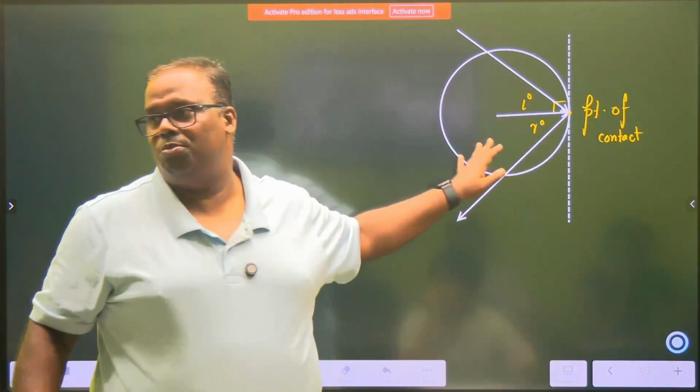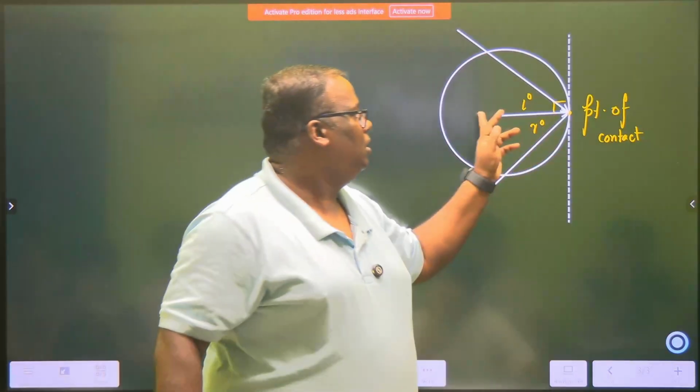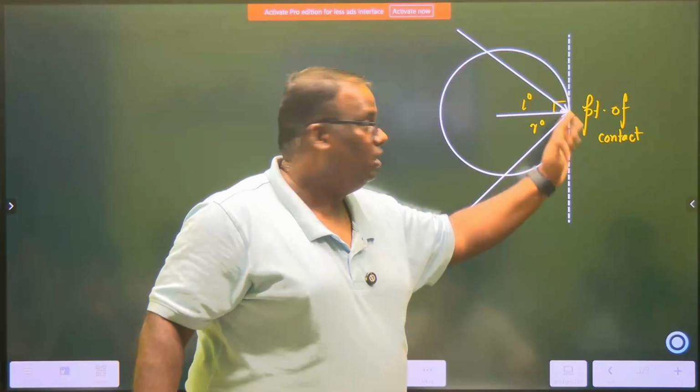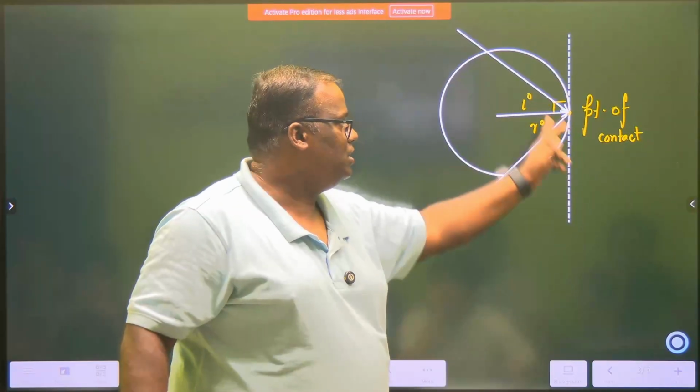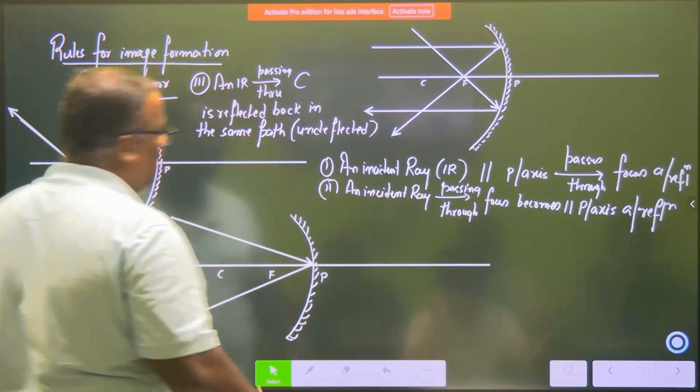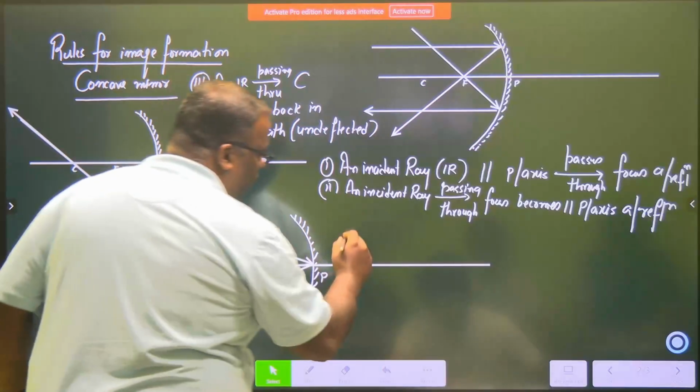This sort of a phenomenon occurs, that at the pole, the radius of curvature, or the part of the principal axis, becomes the normal. This is like a plane mirror, so angle of incidence equals angle of reflection. So now we write our law, law number 4.